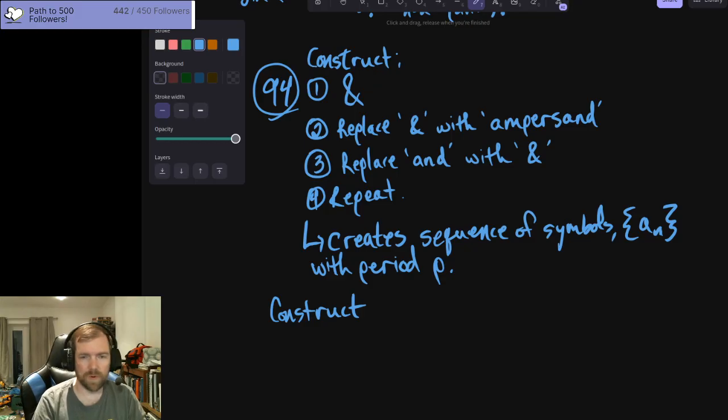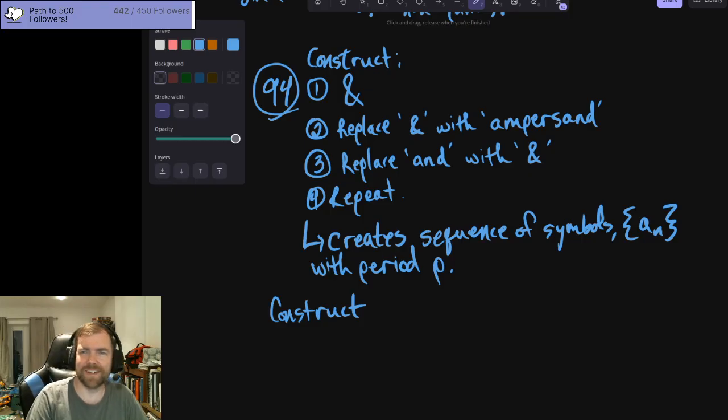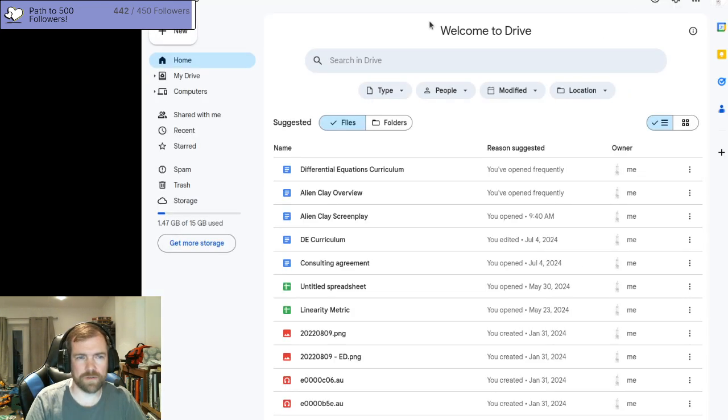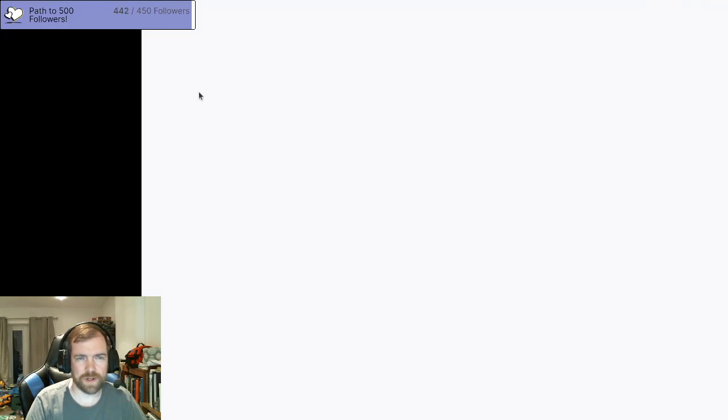Alright, step 1. Write an ampersand. Replace ampersand with the word ampersand. Replace any instance of the word and within the string with ampersand, and then repeat. So, oh no. You know what? Let's do this. G drive. Okay, good enough. New document.